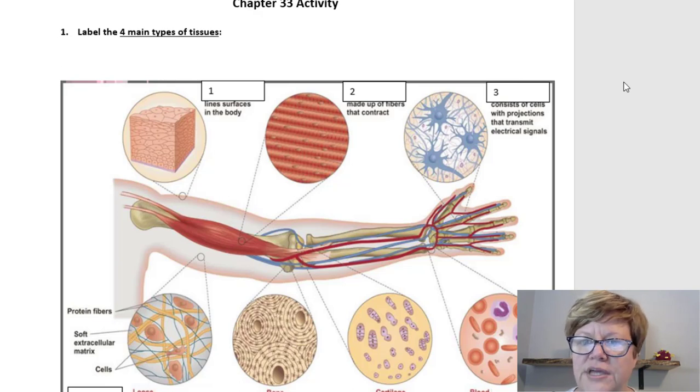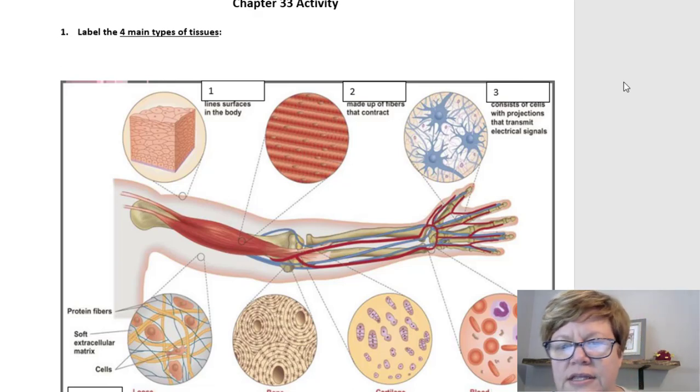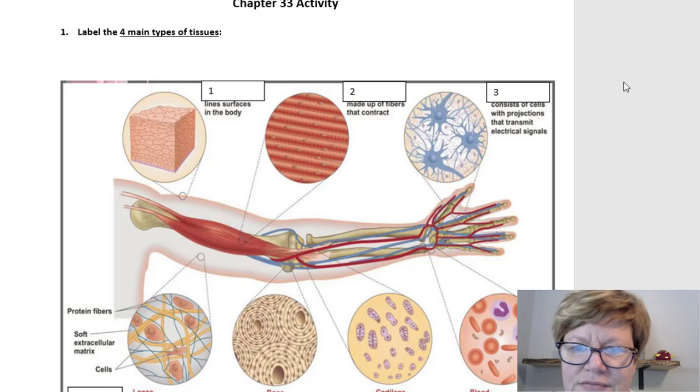Number 2, made up of fibers that contract, and you can see it's going to a certain part of the picture. They're giving you kind of a crummy picture, but still, that's muscle tissue. So muscle tissue is the only one that contracts, that moves bones or moves other parts of the body. And so muscle cells and muscle fibers would be some terminology that would go with muscle tissue.